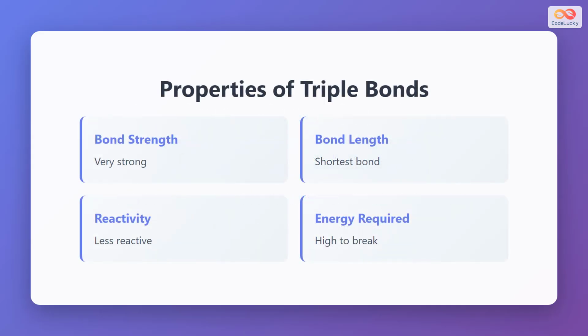Triple bonds have several distinctive properties that set them apart from single and double bonds. First, they are very strong because 3 pairs of electrons hold the atoms together. Second, triple bonds are the shortest type of covalent bond because the atoms are pulled very close together by the strong attraction. Third, molecules with triple bonds tend to be less reactive because breaking a triple bond requires a large amount of energy. Finally, the high energy required to break these bonds means they are very stable under normal conditions.